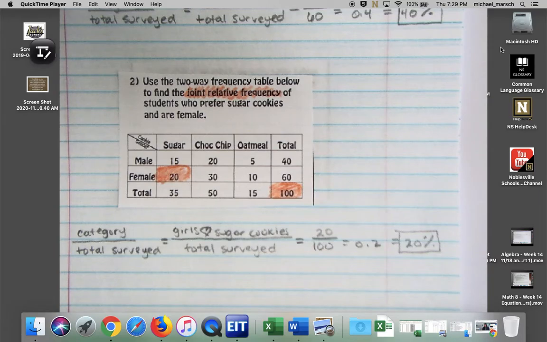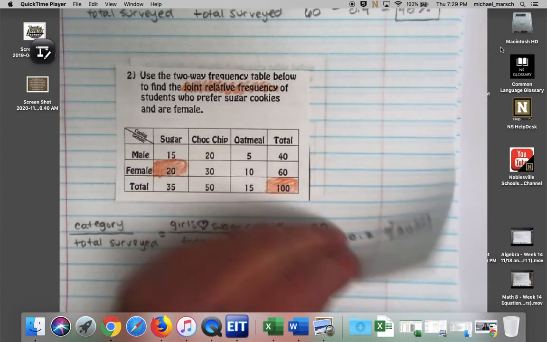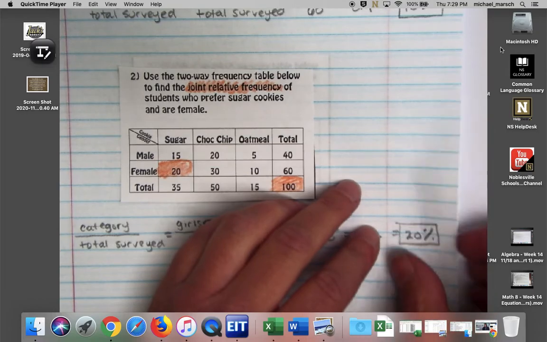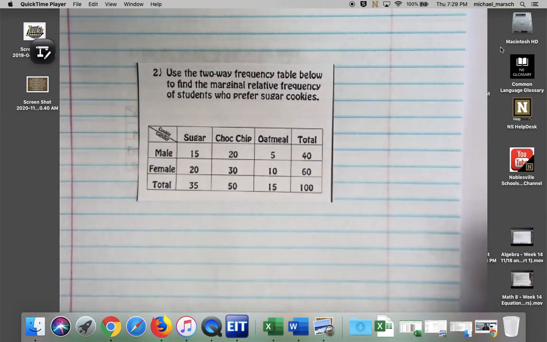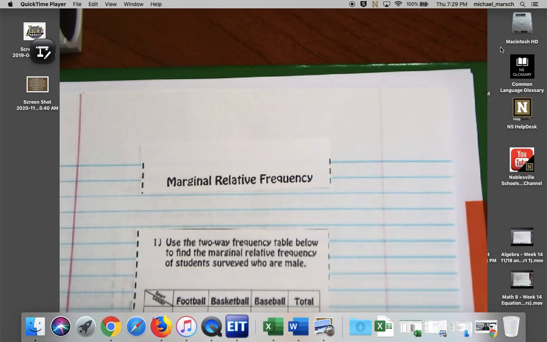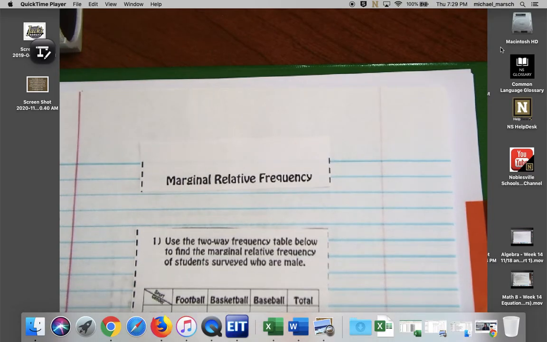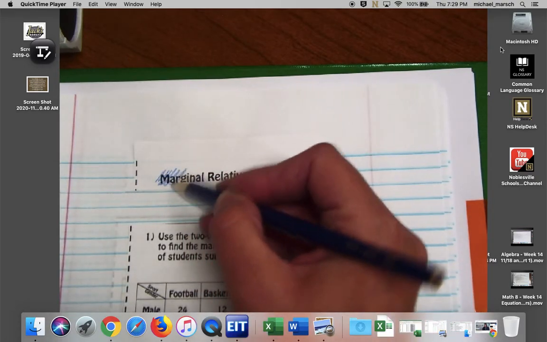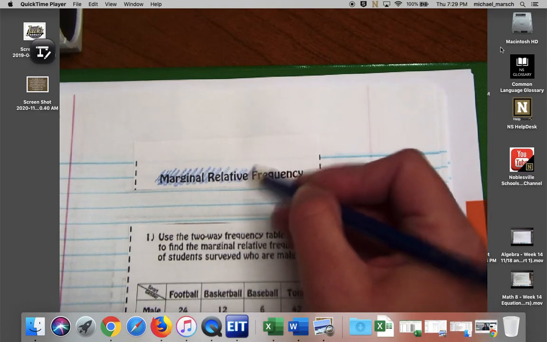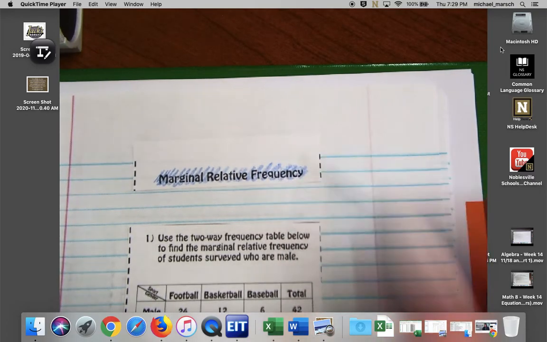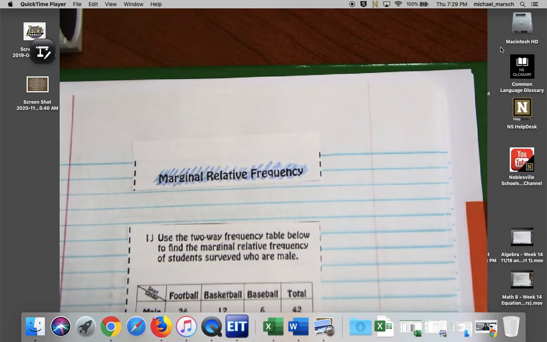Okay. Let's move on now to the next page. Again, pause as needed. Now we're going to do marginal relative frequency. So we have the same tables. We're using the same information. We're just going to find a different measurement. So I'm going to use blue for this one, marginal relative frequency.